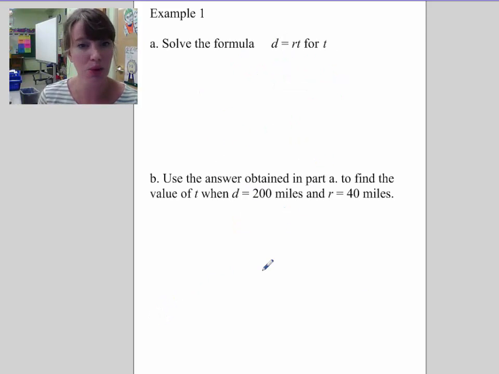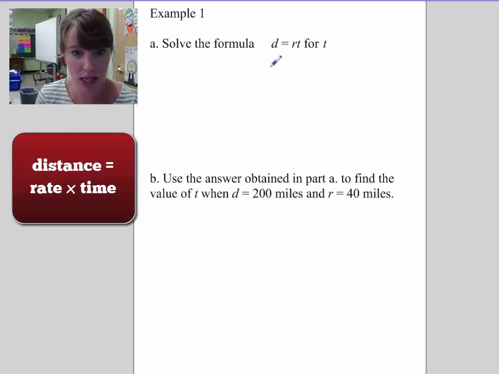Okay, let's actually work with a formula here and let's solve a formula for a particular variable. This is something that is of interest. So solve the formula d is equal to rt for t. Okay, so in this case, I'm going to take this formula. Right now it's solved for d. Distance is equal to rate times time.